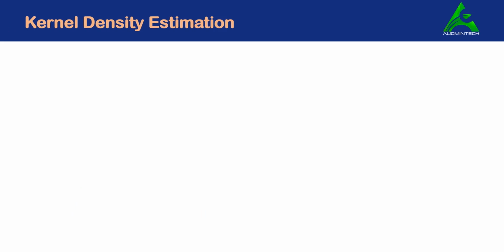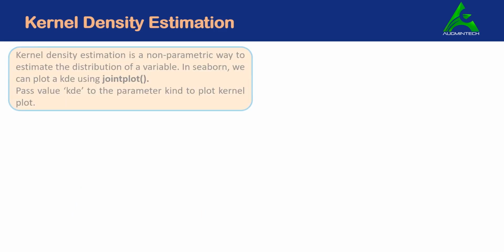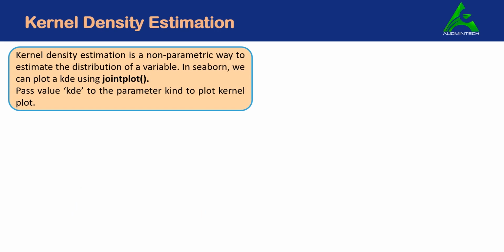Now let's have a look at kernel density estimation. So kernel density estimation is a non-parametric way to estimate the distribution of a variable. In seaborn, we can use jointplot to plot a KDE. Here we can pass the value kde to the parameter kind to plot a kernel plot. So again here, the jointplot is going to match two distplots and then show the distribution of bivariate data, and we can specify the parameter kind to it, passing value kde to it.